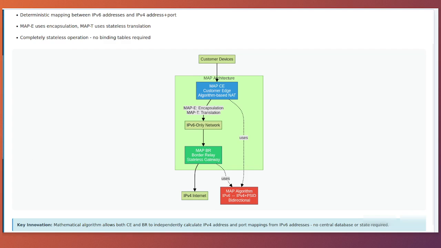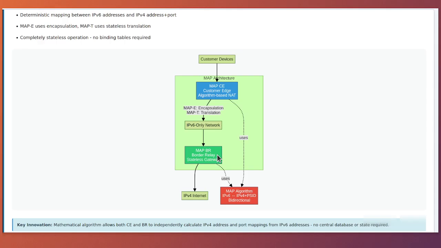The MAP family consists of two main variants: MAP-E, which stands for MAP Encapsulation, and MAP-T, which stands for MAP Translation. Both variants share the same core addressing algorithm and port set calculation methodology, but they differ fundamentally in how they transport IPv4 packets across the IPv6 network.